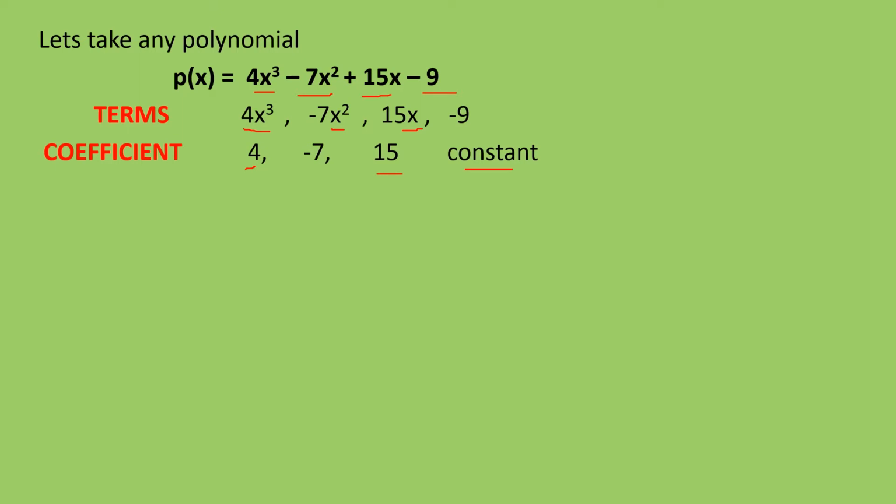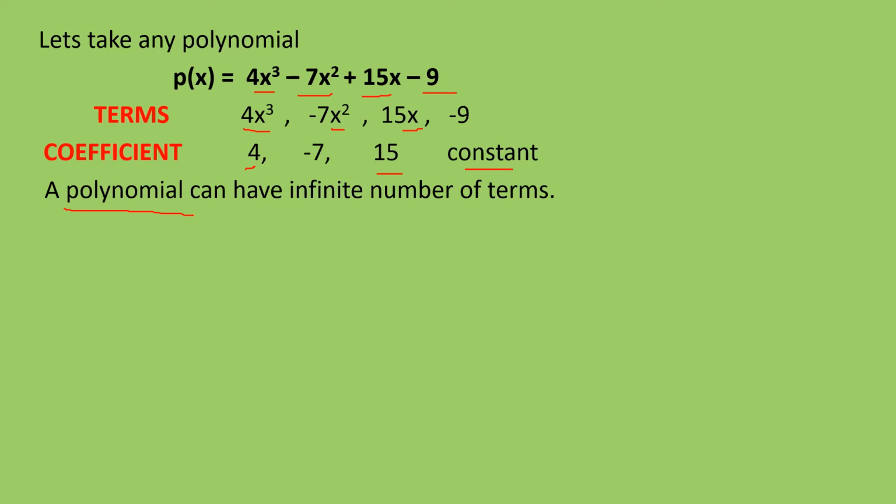So a polynomial can have any number of terms. It may have one term or two terms or three terms or four terms or infinite number of terms. Therefore, a polynomial can have infinite number of terms.